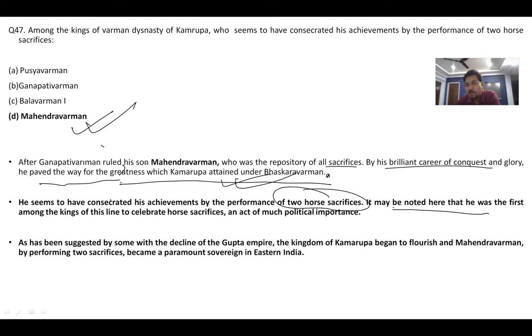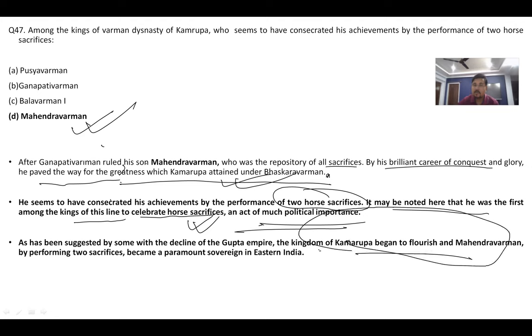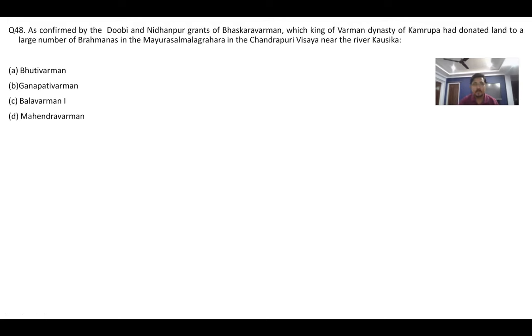It may be noted that he was the first among the kings of this line to celebrate horse sacrifices, an act of political importance. As has been suggested by some, with the decline of the Gupta Empire, Kamrupa, which was until then not prominent, began to flourish under Mahendra Varman. By performing 2 horse sacrifices, he became the paramount sovereign of Eastern India. Okay, so question number 48.